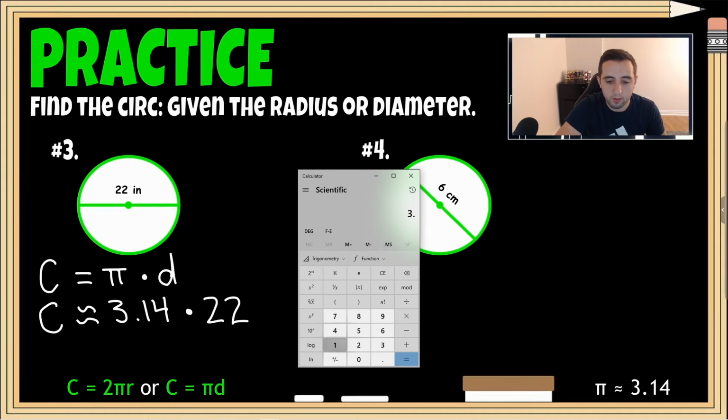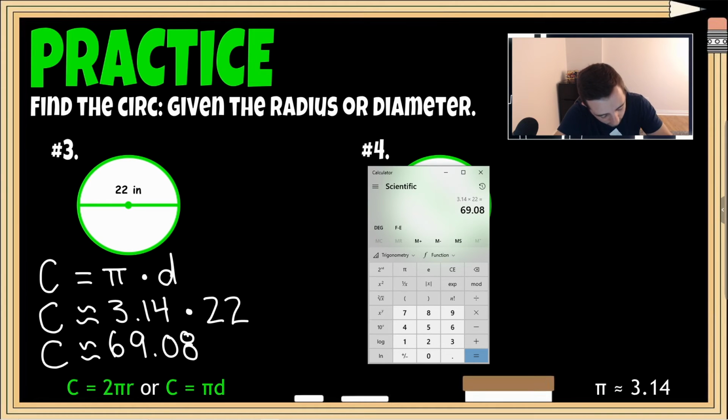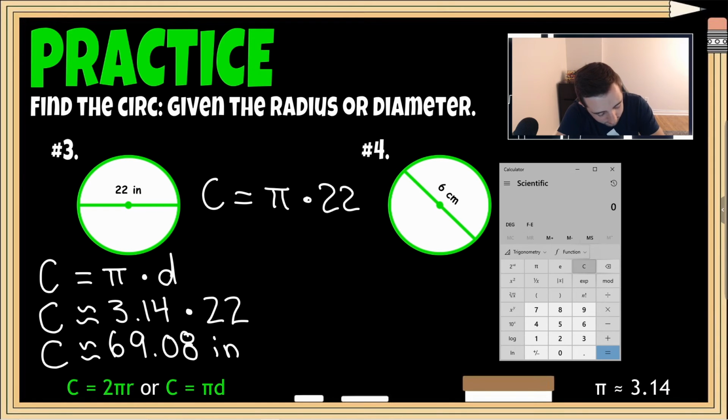So we have 3.14 times 22, and we end up getting our circumference to approximately be 69 and 8 hundredths. And we're dealing with inches. Again, not square inches, that's area. Now, if we wanted to leave our answer in terms of pi, don't plug in anything for pi. So we have circumference equals pi times our diameter, which is 22. Again, flip them around so pi comes last in our final answer. So circumference equals 22 pi inches.